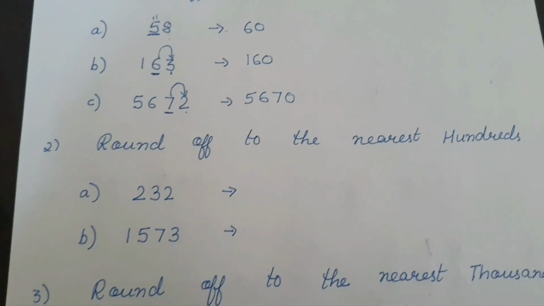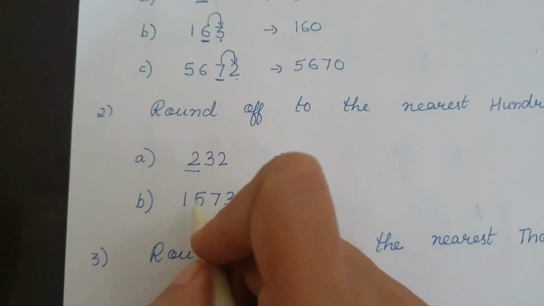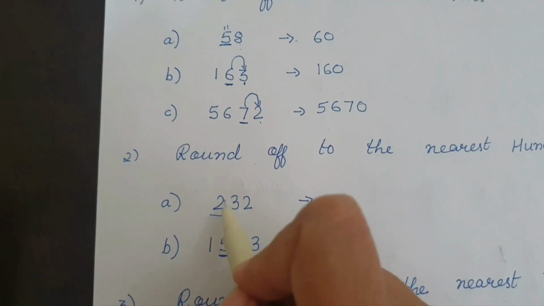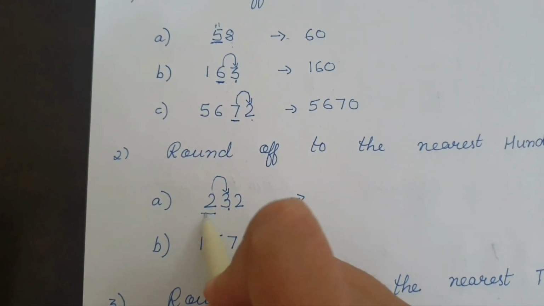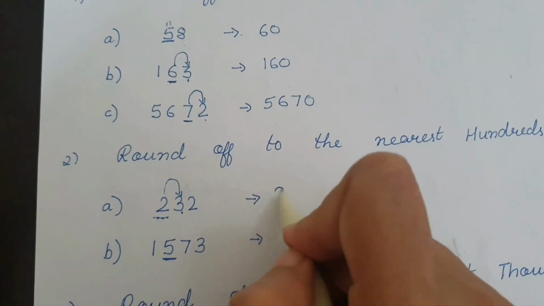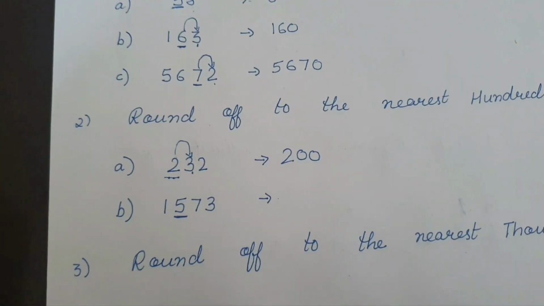Now see the next one. Round off to the nearest 100. First we will underline the hundreds place digit. 2 is here and this 5 is here. Now let us do the first one. Just after 2, what is the digit? 3. 3 is less than 5. So no change will be there. The underlined digit will remain the same, 2, and all the others will become 0. So round off is 200.